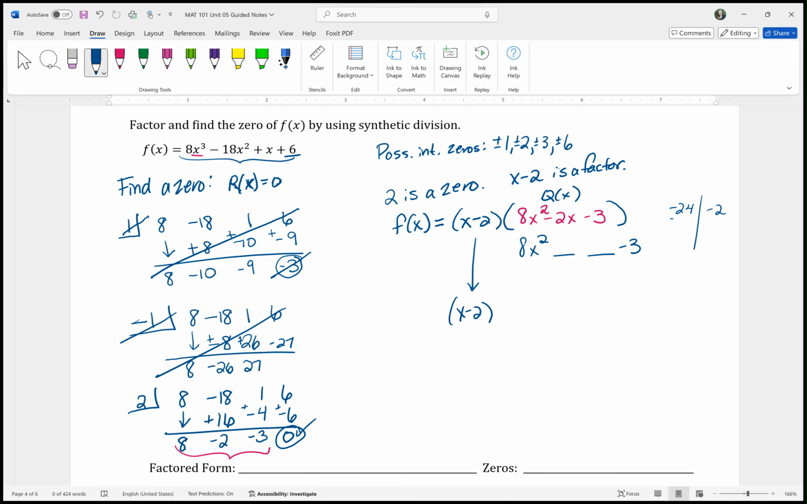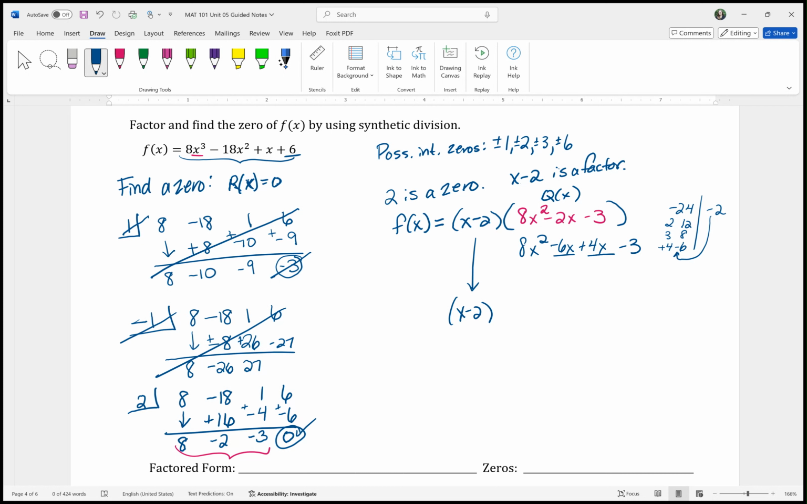2 and 12, 3 and 8, 4 and 6. So it's going to be 4 and 6. That's a difference of 2. The bigger number gets the sign of b, and these are opposite signs. So I've got positive 4 and negative 6. It's going to give me that negative 2, and 4 times negative 6 gives me that negative 24. Y'all know that I like to put my negative first. So we're going to do negative 6x and 4x.